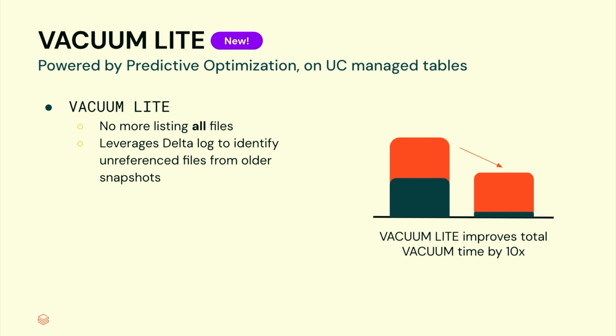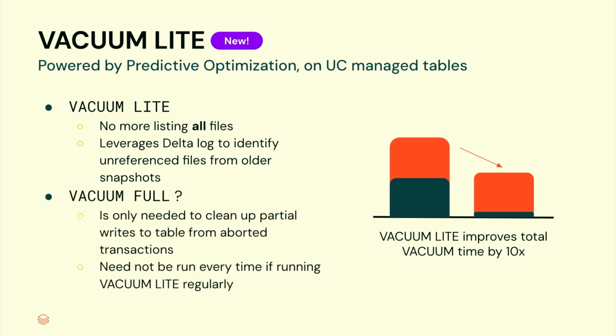And so the question here could be, hey, what about this other vacuum? Do we need to bother about that? So what we call full or traditional vacuum, it's not needed to be run every time, but it is still useful to clean up any partial writes on your table due to aborted transactions. It's definitely not required to run regularly if light vacuum is run regularly.